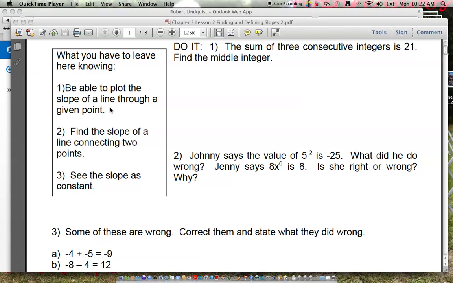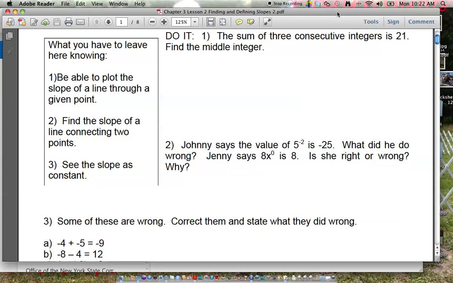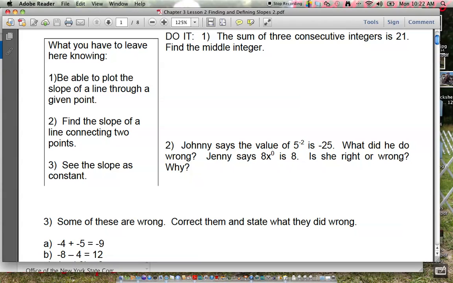All right. Here we have what amounts to two different types of questions that I think we should be pretty comfortable with by this point in time. So I look at the first one and it says the sum of three consecutive integers is 21. Find the middle integer. Let's get rid of that.